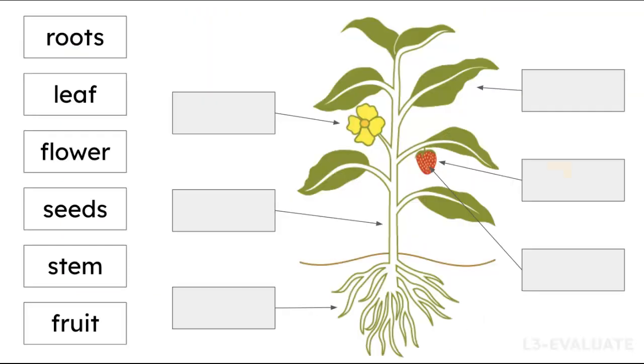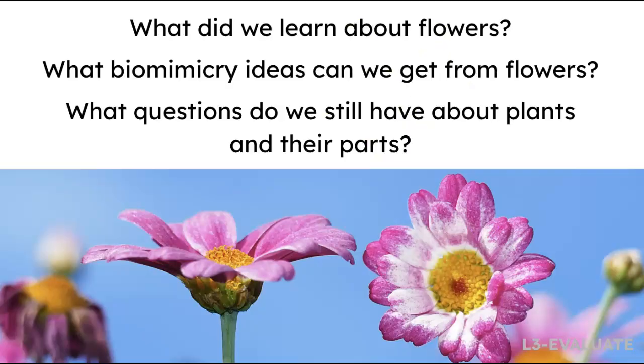For the evaluate portion, you'll have students work in pairs to label a picture of how plant parts help a plant get what it needs to survive in the Plant Part Functions Student Journal page. To support student sense-making across the unit, orient them back to the driving question board. Ask, what did we learn about flowers? What biomimicry ideas can we get from flowers? What questions do we still have about plants and their parts?